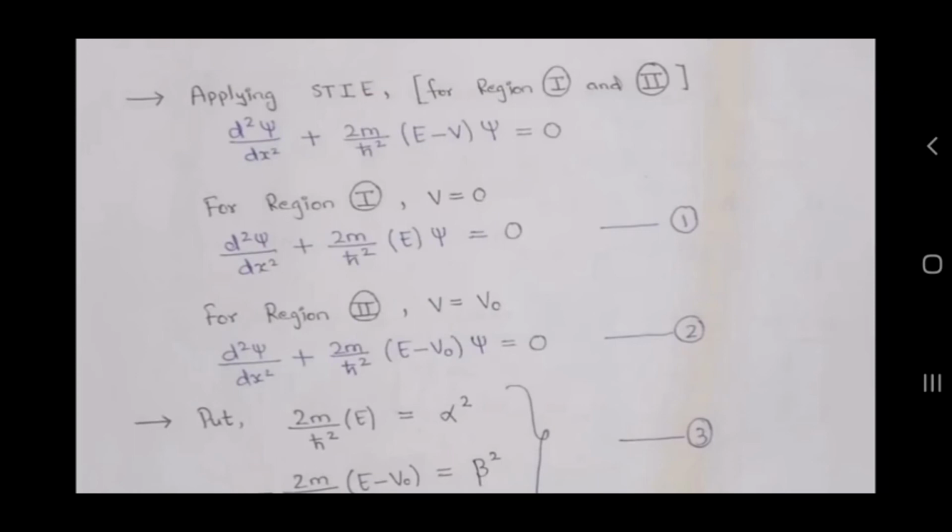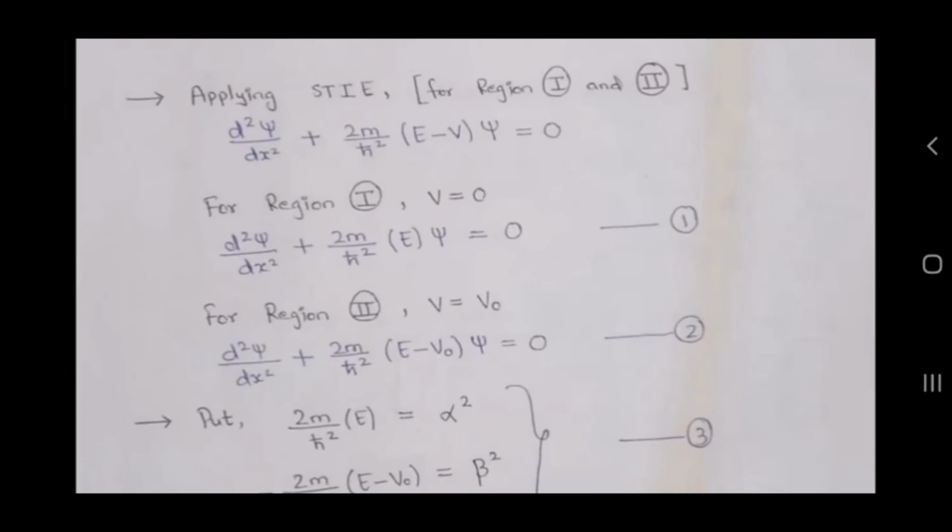We apply the Schrödinger equation for both cases, and we get two equations, equation 1 and equation 2. In equations 1 and 2 we see a factor 2m over ħ² times E psi, and in equation 2 we see a factor 2m over ħ² times (E minus V0) psi. In this 2m over ħ², the term that is on the left side of the psi is constant, so we assign them the values of alpha square in case of equation 1 and beta square in case of equation 2.